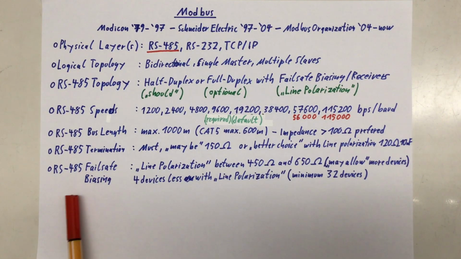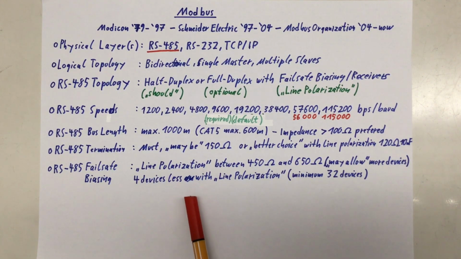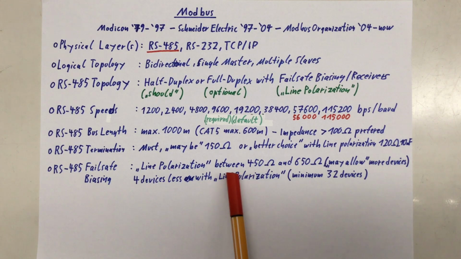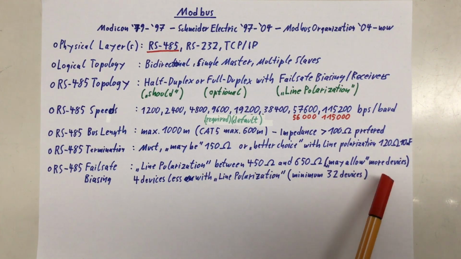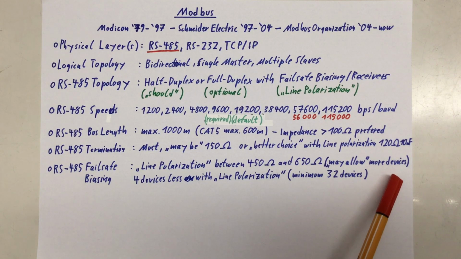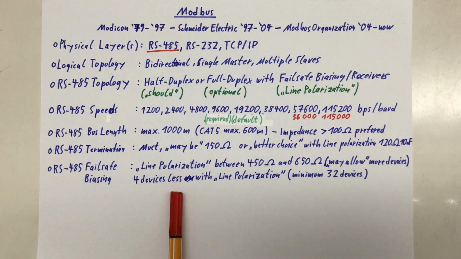When it comes to fail-safe biasing or line polarization, how it's called in the Modbus specification, the resistors have to be between 450 ohms and 650 ohms, and it's noted that using larger resistors may allow you to connect more devices to the bus. The specification also states that with line polarization, 4 devices less can be connected to the bus.